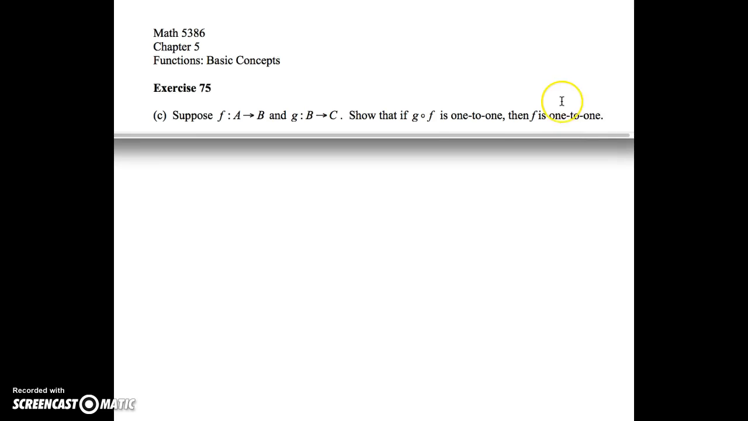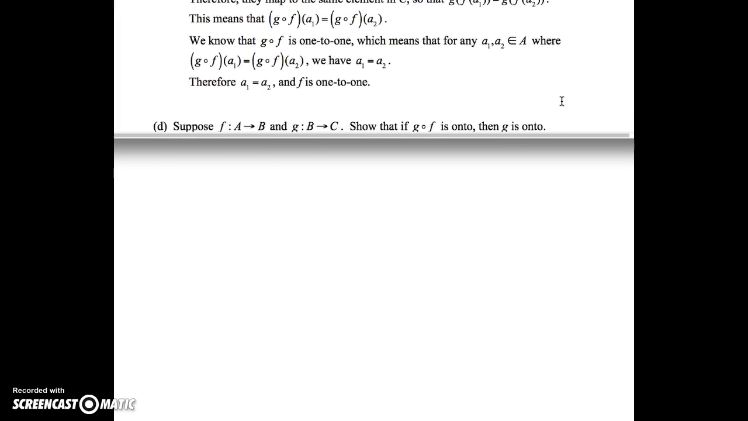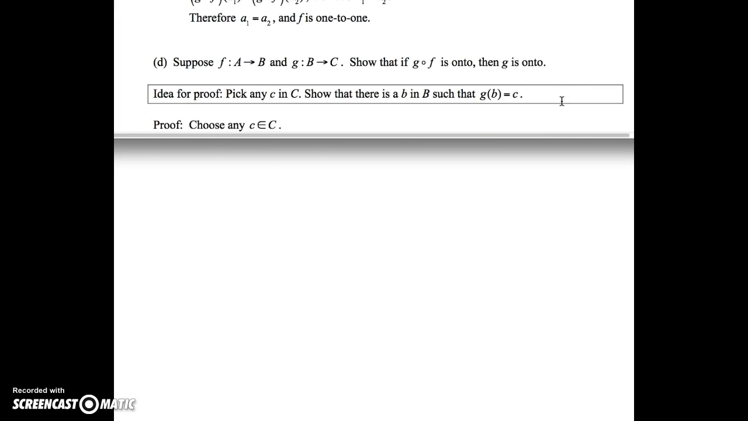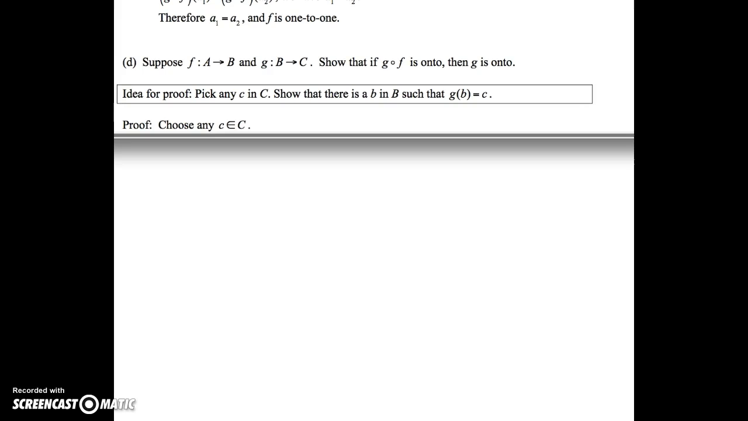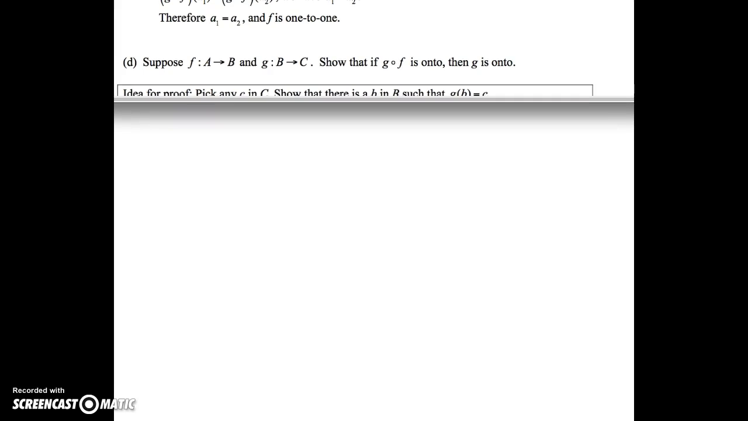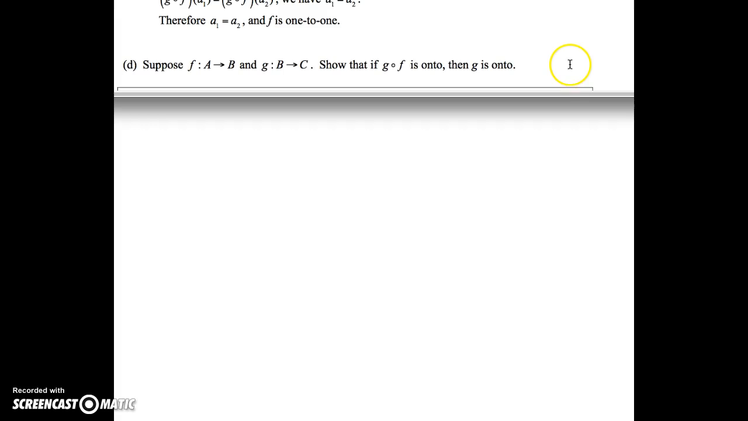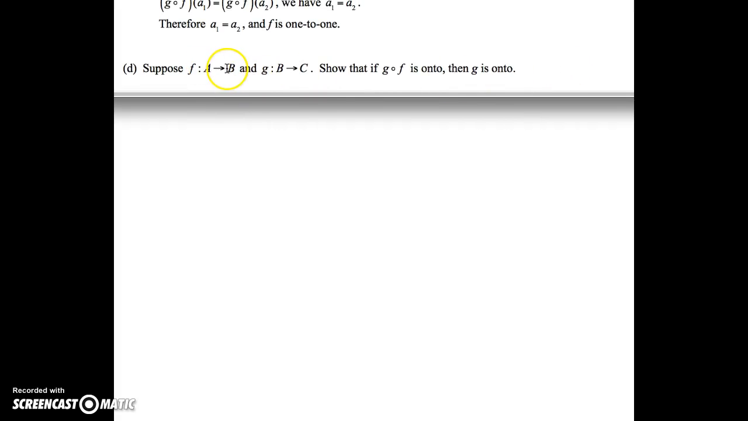The next proof I want to do is D. And for D, it asks us to show that suppose f maps A to B and g maps B to C. We want to show that if g of f is onto, then g is onto.